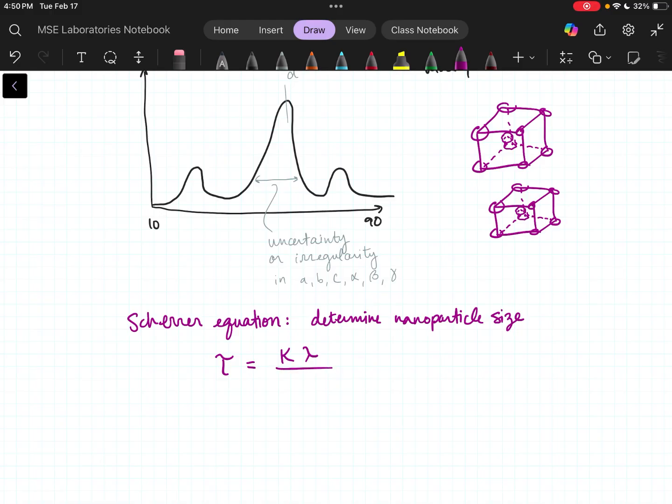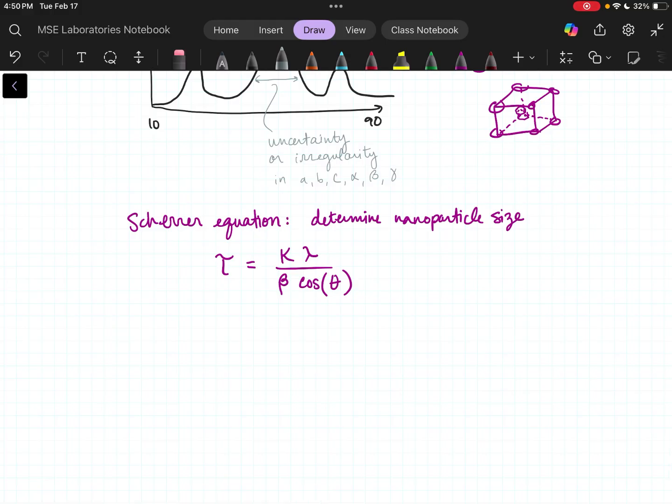So the Scherrer equation is tau equals, I think that's a kappa, not a K, but I write them the same. So kappa times lambda divided by beta cosine of theta, and remembering that this is 2 theta divided by 2, not theta. Because we're all really good at that. So tau is the particle size.